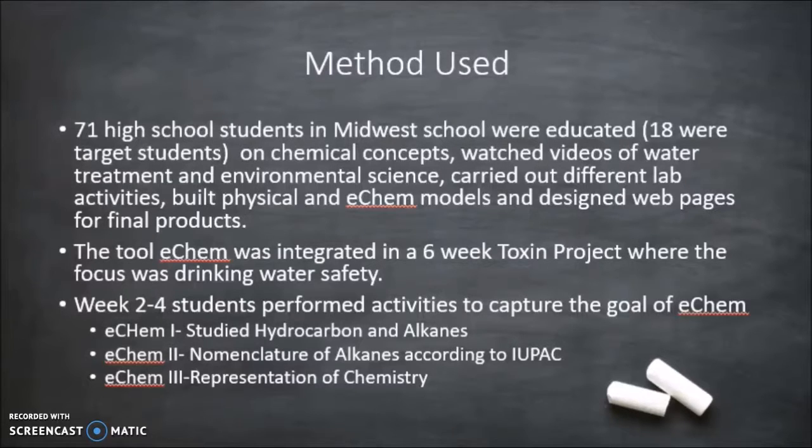The second activity introduced the IUPAC nomenclature of organic compounds. Students created models on eChem and followed the rules to name their models. The eChem 3 activity was designed for students to visualize 2D and 3D models of chemicals. The 2D representations included structural formulas, condensed structure formulas, and chemical formulas. The 3D models constructed in this activity were ball and stick, space fill, and wireframe models.